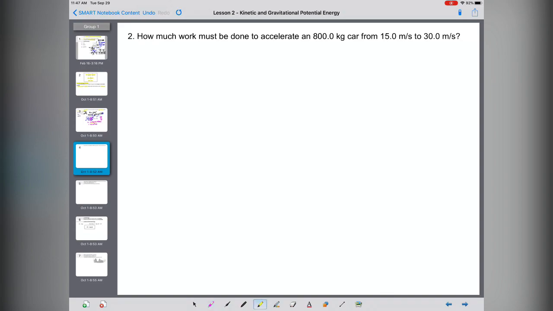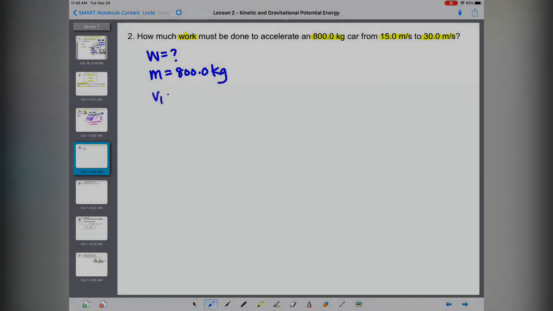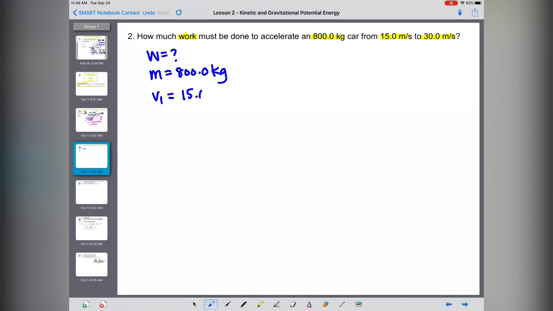Next one, how much work must be done to accelerate an 800 kilogram car from 15 meters per second to 30 meters per second? So the question asks for the work done. They give you the mass. The first velocity is 15 and the second velocity is 30. And they want work done.